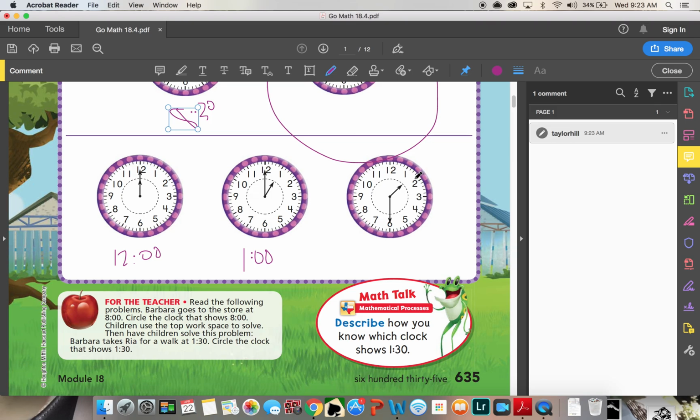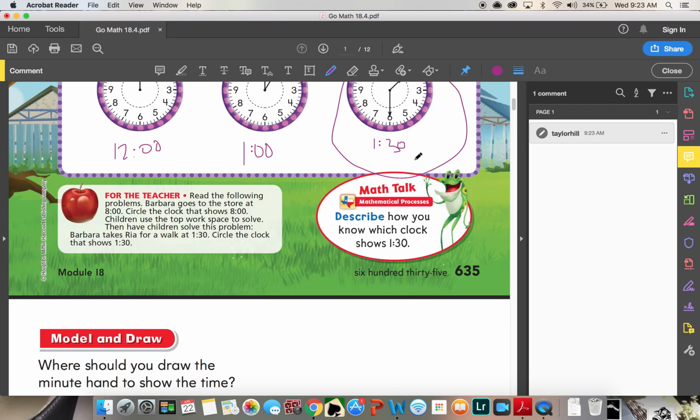And this one, the hour hand is in between the 1 and the 2, and the minute hand is pointing at the 6, so that makes it 1:30. So this clock is 1:30.